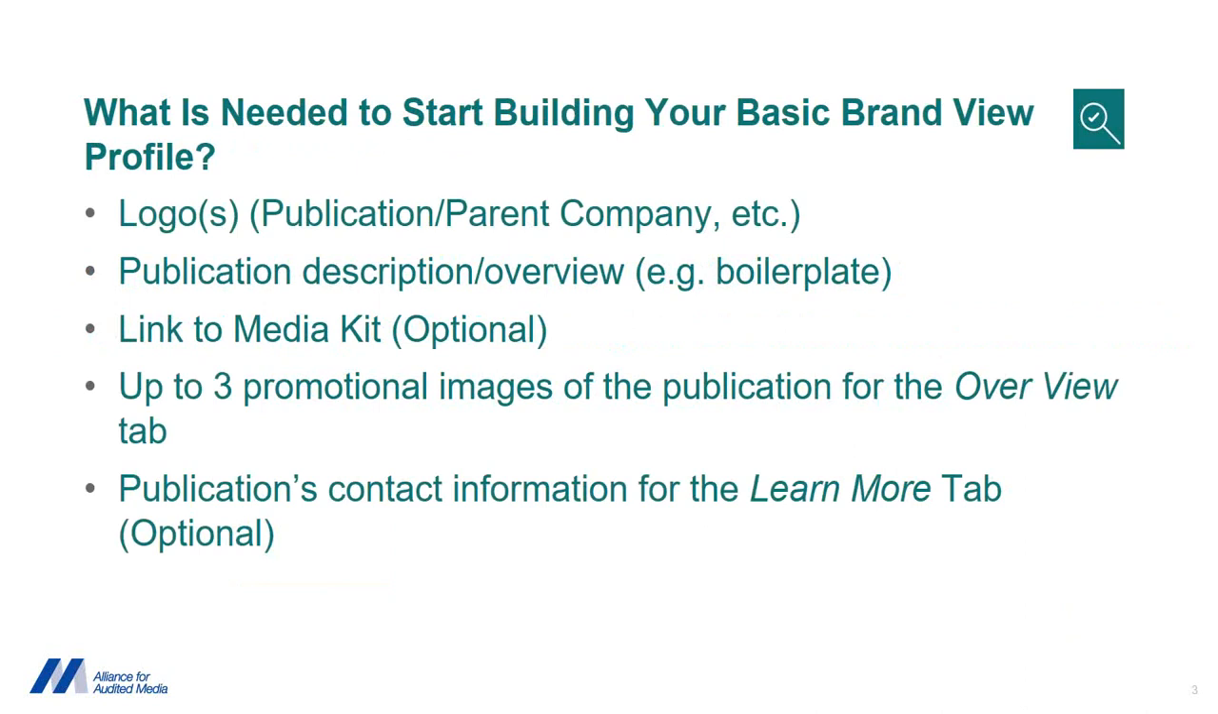Also, you're going to want a brief description about your publication. This information is going to be used in the Overview tab. Now, it doesn't have to be anything elaborate. It just has to be a brief description about who your target audience is, where your publication is located. A lot of times, you can steal this directly from your media kit or from your website. Also, there is an optional link where you can link to your media kit. So if your publication has a media kit or a rate card on your website, you're going to want to have that information as well.